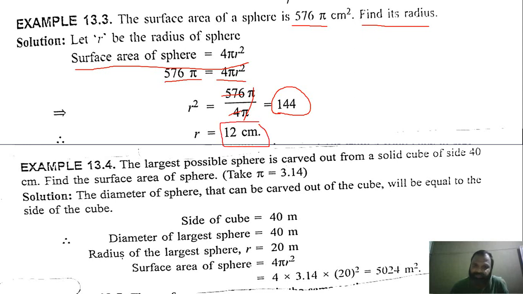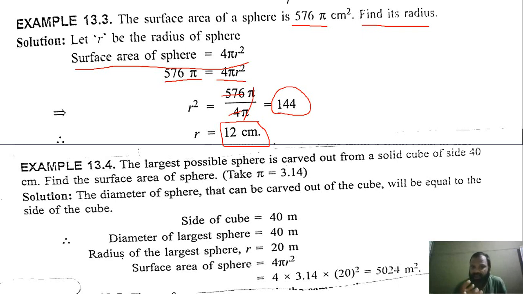Okay, next question. The largest possible sphere is carved out from a solid cube of 40 centimeter. Find the surface area of the sphere. Very simple question. Largest possible sphere carved out of a solid cube.